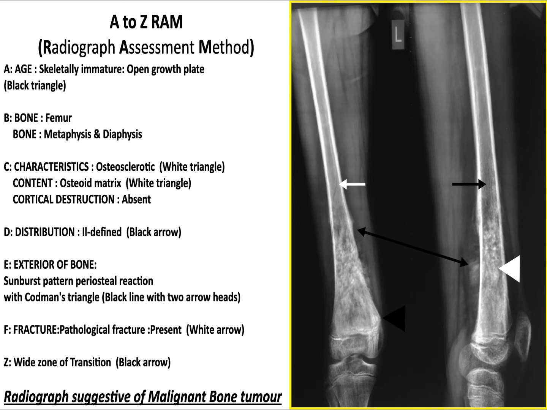So if we summarize all these points, it's a case of a skeletally immature individual showing a lesion in the femur involving the metaphysis and diaphysis with an osteosclerotic matrix which was ill-defined and having a wide zone of transition, with a periosteal reaction of sunburst and Codman's triangle, with a pathological fracture. So all these points summarize towards a malignant bone lesion, and the differential diagnosis in this case will be an osteosarcoma of the femur in a growing child.